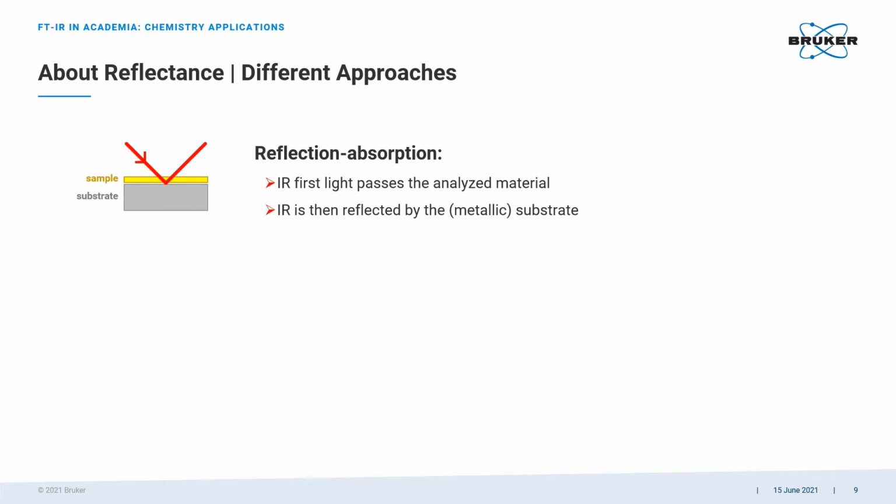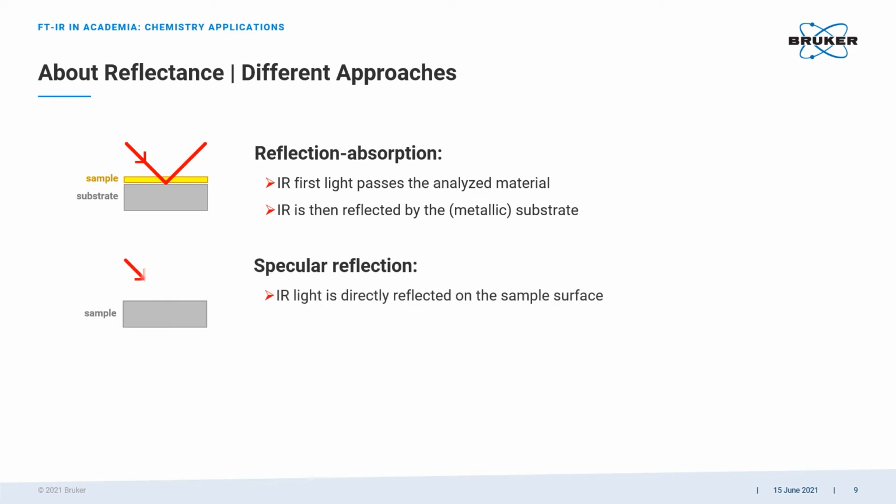The next method would be the specular reflection. Here, the IR light is directly reflected at the sample surface. During the process, some of the reflected light is absorbed, giving us information about the sample. It is important that the sample is reflective enough to provide good spectral quality. The spectra created by this method look quite different to transmission spectra and more like derivatives of the typical IR bands. This is why we need mathematical treatment of the spectra.